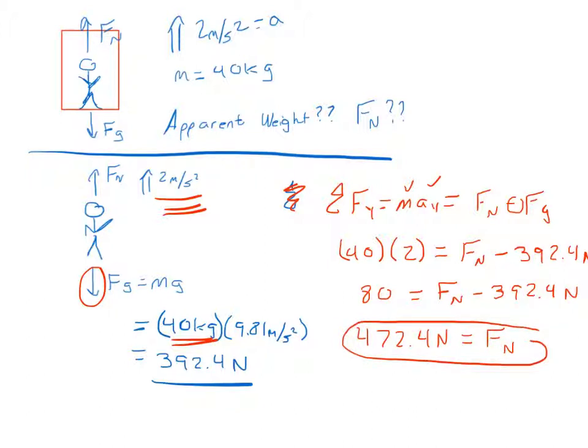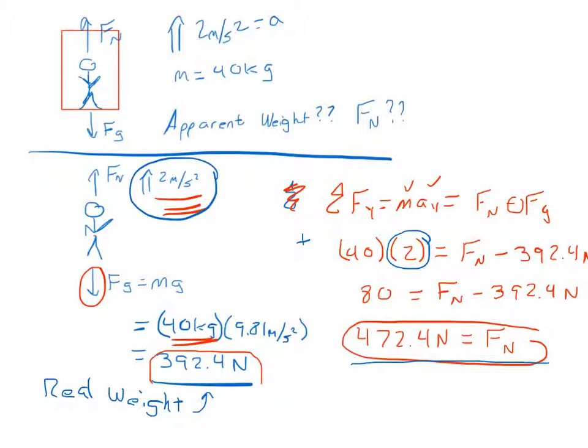That's going to be his apparent weight. His real weight is 392.4 newtons. His real weight will always be mass times gravity, but because the elevator is moving, it appears that his apparent weight is 472.4 newtons. Keep in mind that the 2 here was positive because the acceleration was going up. In the next problem, we're going to make his acceleration go down, which is the only thing that changes: this number would become negative if we were moving down.